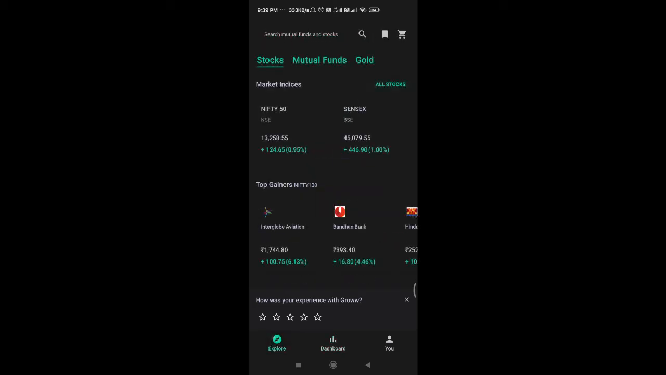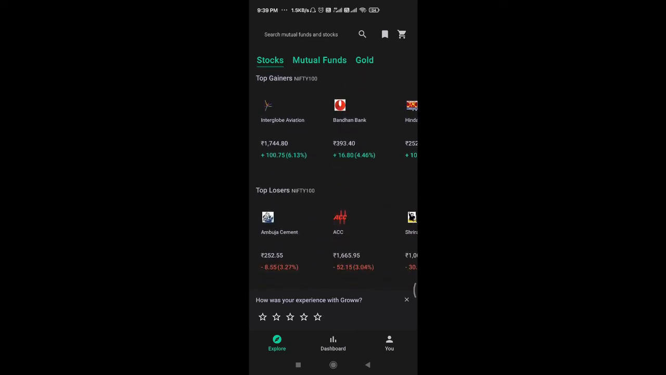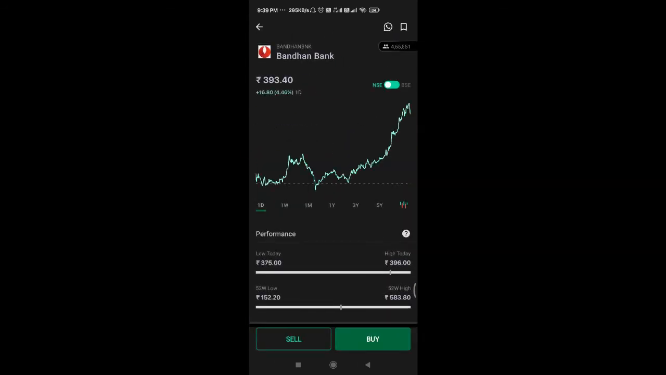So let's click here. Again, at the upper side you will get three options: one is stock, mutual fund, or gold. So these are the stock-related lists: top gainer, top loser, like that. So for example, this one, you just need to click here on buy, then you will buy it.